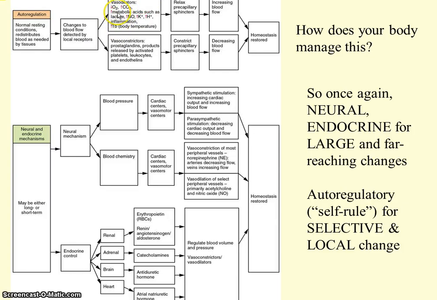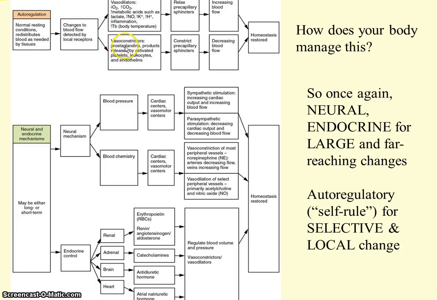If you decrease the oxygen in the area or increase the carbon dioxide or metabolic acids such as lactate, nitric oxide, potassium, hydrogen, inflammation, which we've learned about before, or body temperature, any of these things go up, and you're going to increase the diameter of the blood vessel and thereby have more flow. All right, and it says you do this by relaxing precapillary sphincters, increasing blood flow to meet your need, which has changed.